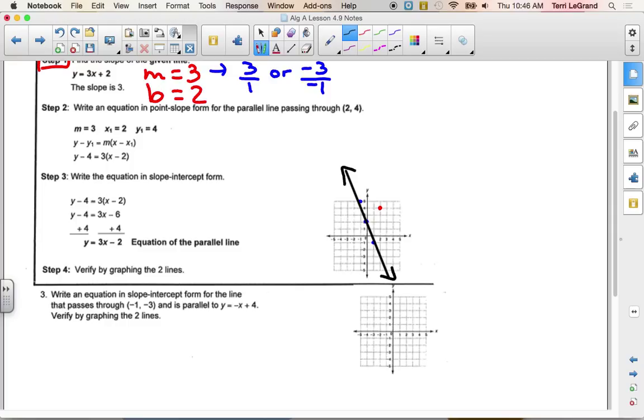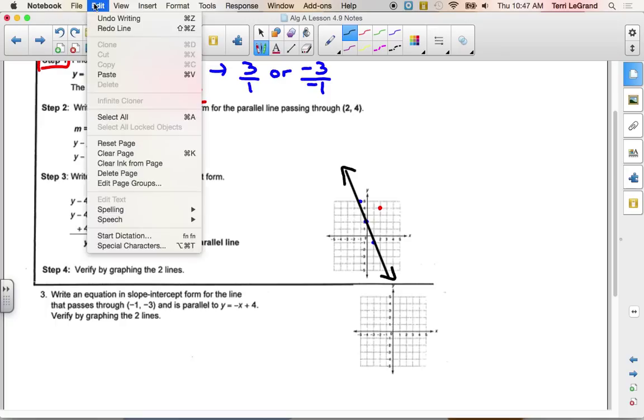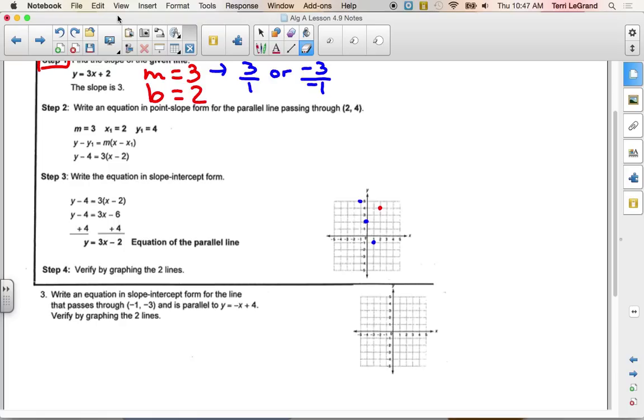Yes, Stefan? Shouldn't that line be positive? Yeah, it should. What happened? Thank you very much for catching that. Good catch. Undo writing, undo line. Okay. So I went up 3, but I went left 1 instead of right 1, didn't I? Okay. So I start at 2, and I got to go the right directions. And then I put my other ordered pair back there from that other point. Okay. Yeah, it should be rising from left to right, but it's got a positive slope, shouldn't it? Okay. So we have a line on there.